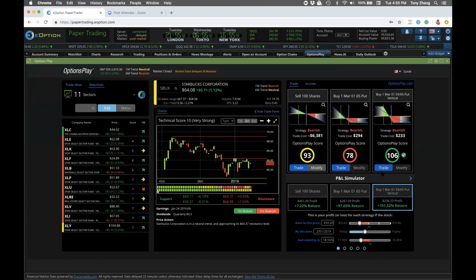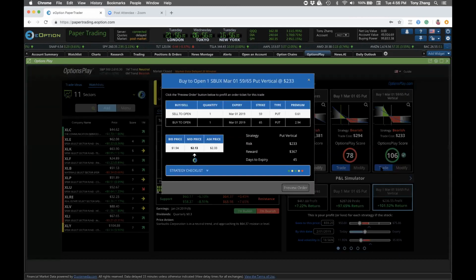So you can utilize this tool to quickly look at any stock, gain a directional view using our trend indicator, and then quickly using I'm bullish and I'm bearish, set up 3 strategies. Use the P&L simulator to create different scenarios to see what your profit is if you're right and what your losses are if you're wrong, and be able to instantaneously see if this is a strategy that's suitable for you. If it is, all you have to do is hit the trade button.